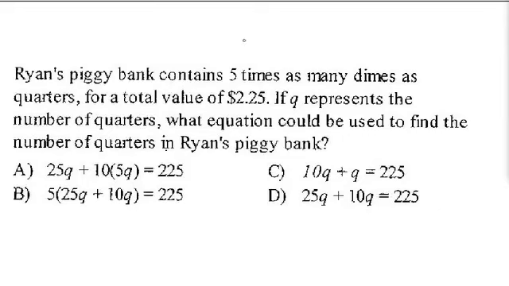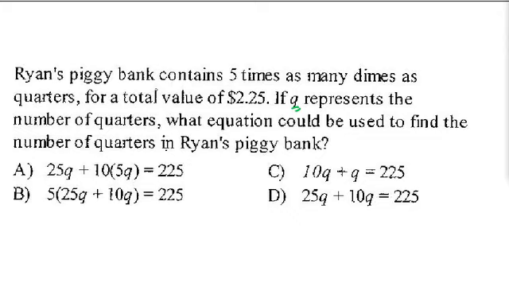Alright, so here Ryan's piggy bank contains 5 times as many dimes as quarters, for a total value of $2.25. If Q represents the number of quarters, that's our first variable, Q is the number of quarters, that makes sense, what equation could be used to find the number of quarters in Ryan's piggy bank?